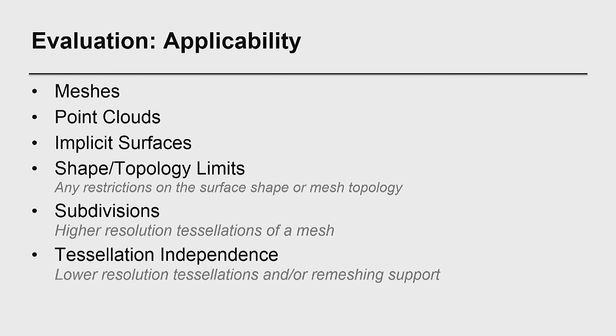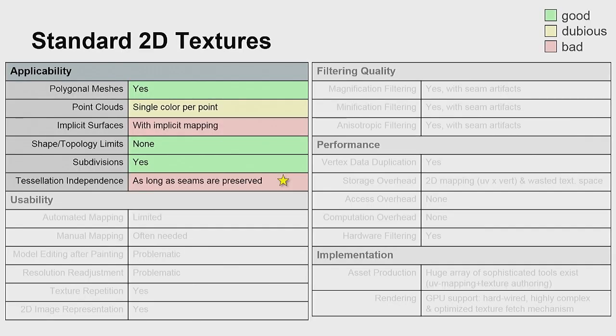So if you look at standard texture mapping in this context, yes, you can apply them for polygonal meshes. With point clouds, they're not great, but you can use them. With implicit surfaces, that becomes a little bit of a problem. There are no shape and topology limits. You can have arbitrary subdivisions of your mesh after you do the mapping, but they're not tessellation independent, right? So as you see, there's some coloring involved in here. Typically, green means good, red means bad, and yellow is sort of dubious. It could be interpreted as good or bad depending on the application.